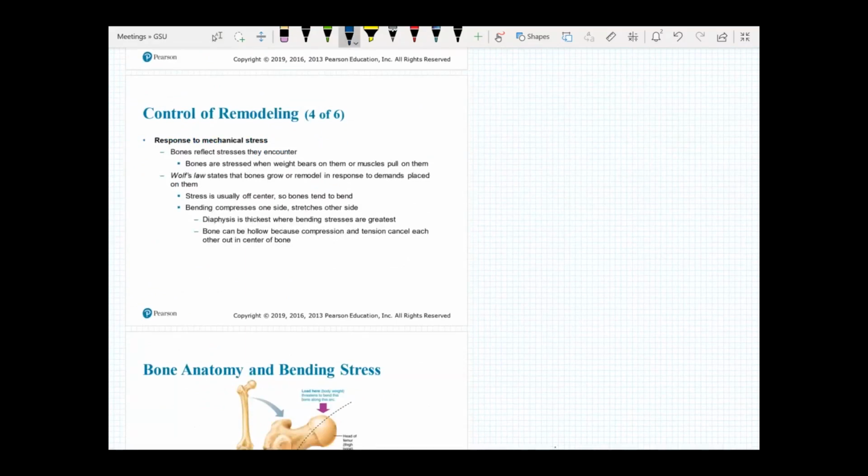But there's a second way that you can control remodeling, and that's going to be mechanical stress. So mechanical stress essentially means your bone will need to remodel because something is telling it that it needs to, because there's some sort of stress that is put on it. Basically, bones will reflect the stress that they actually encounter. So if you were to pull down on one end of a bone, it would bend. That's what happens, and that's what we're talking about with stress.